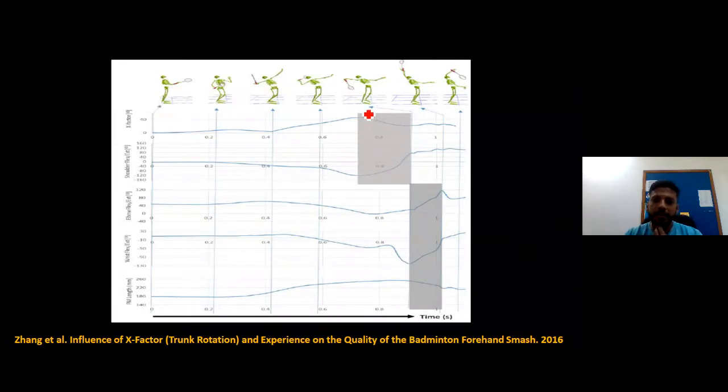If you see the X factor here, especially in the spike of a badminton smash, look at the amount of X factor here. That means there is an excessive trunk rotation happening, making the X factor as large as possible. So the X factor is quite a lot here.